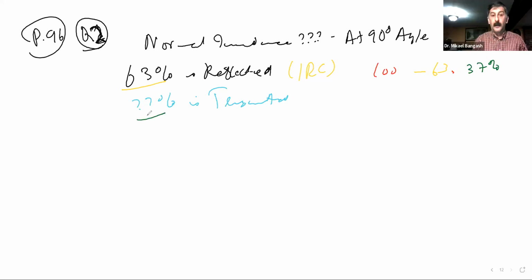Yeah, okay. And they ask us, what is the intensity of the transmission here? We don't know, because they haven't given us any intensity of the incidence. They just gave us an angle, right? Or not even in numbers, but in words.